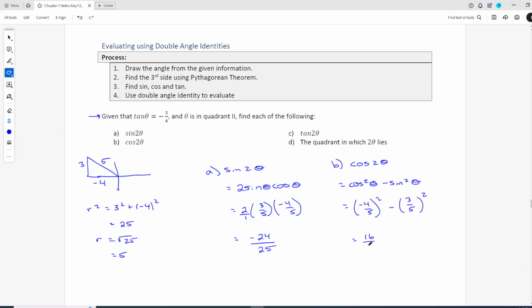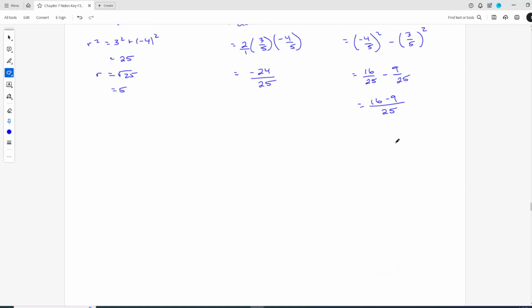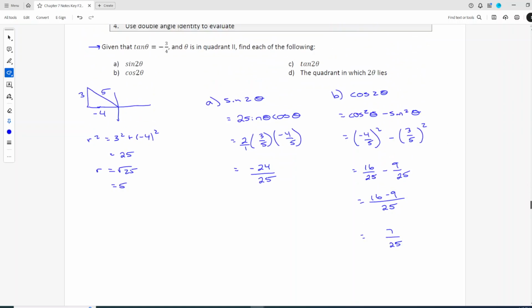This gives us 16 over 25 minus 9 over 25, which gives you a common denominator, and my numerator would be 16 minus 9, which is 7. I say questioningly. I hope nobody's yelling at the screen. I always get nervous making videos and I'm going to screw up my mental math.